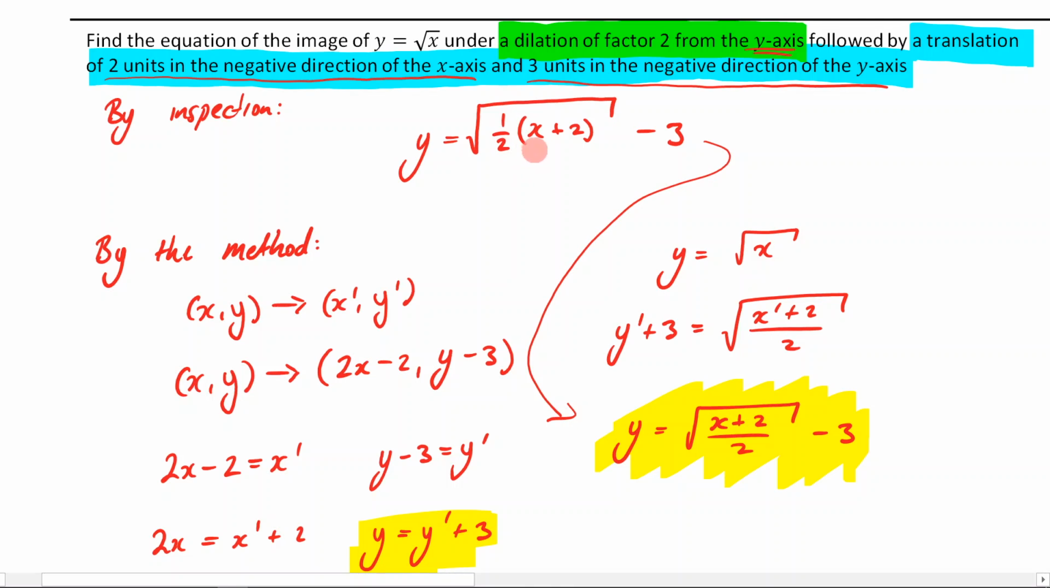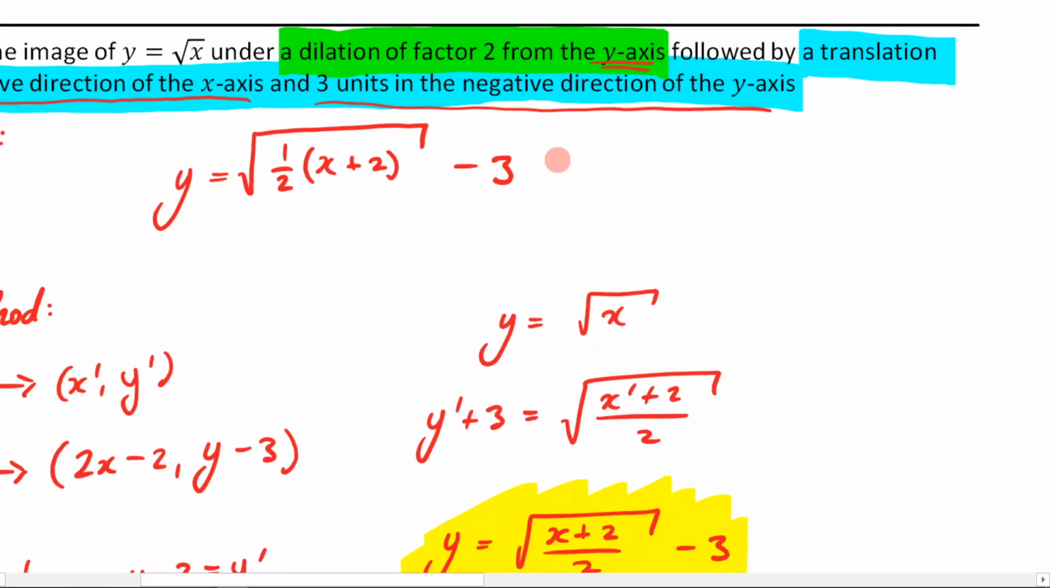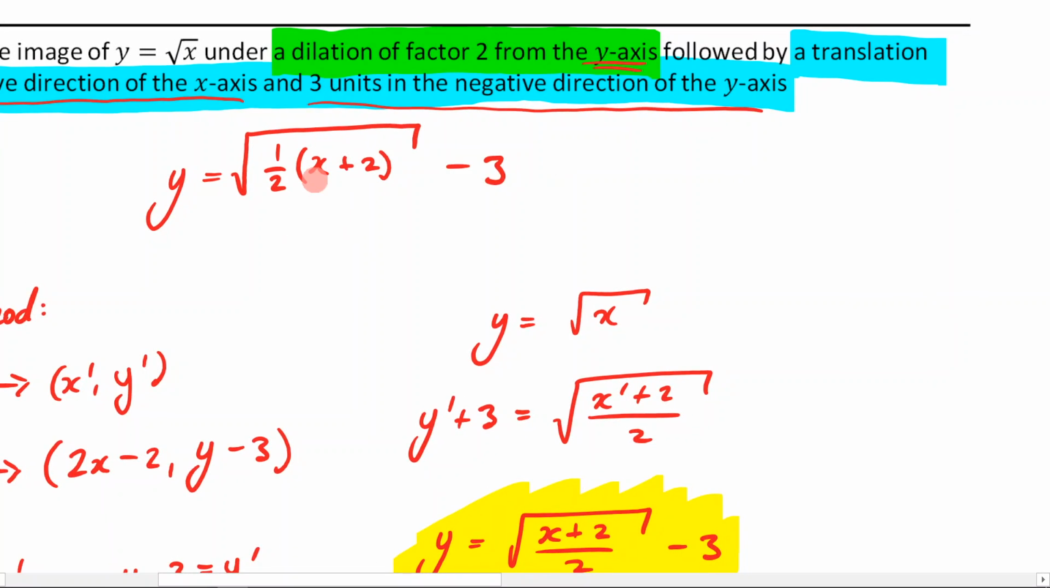I've just got a half here instead of this divided by 2 there. But it's the same. Now, the reason why people get so freaked out by these type of questions is if I was to expand what's in the brackets here, what I would end up with is y is the square root of a half x plus 1, because a half times 2 is 1, and then minus 3.